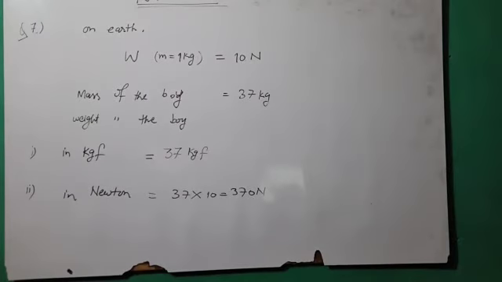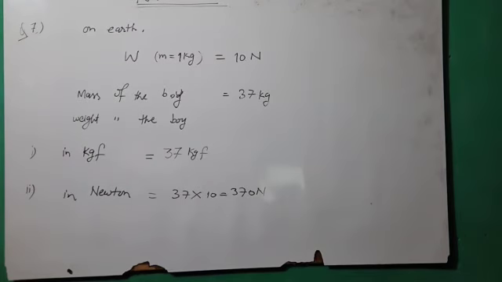Next, question number 8. In this question, the question is about a boy. A boy of mass 30 kg goes from Earth to the Moon surface. What will be his mass? And the second one is weight. We know mass of a body remains constant everywhere. So mass is the same, 30 kg.